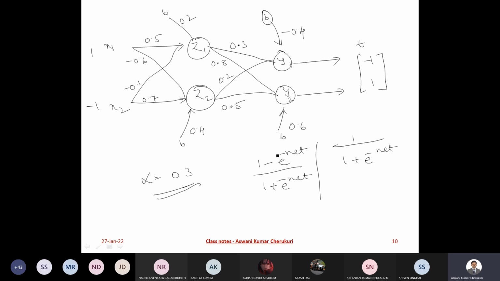Sorry, we said unipolar, right? So please take it as 0. Then you take it as 0. If it is bipolar, you please make it 1 and minus 1, so that for bipolar you take the bipolar inputs and bipolar targets. So this becomes minus 1 and 1. Hope that is clear.